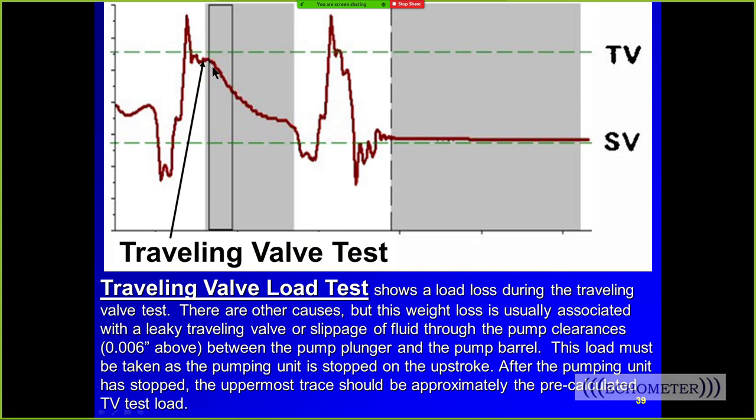Now this is a traveling valve. Right here we stopped, and the traveling valve load leaks off. Well, why is it leaking off? Well, this operator ran a pump clearance of 6 thousandths of an inch. That means that the ID of the pump minus the OD of the plunger, the total distance, is 6 thousandths of an inch, and the bigger the number, the more slippage can occur versus time, and this line is dropping off with slippage as the pressure fluid leaks past the plunger into the barrel.